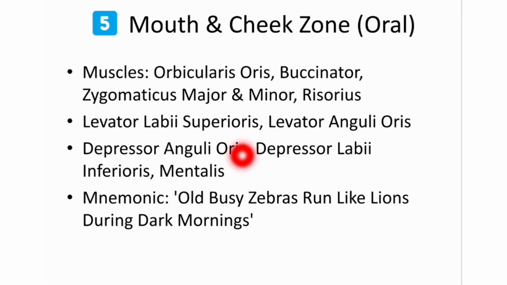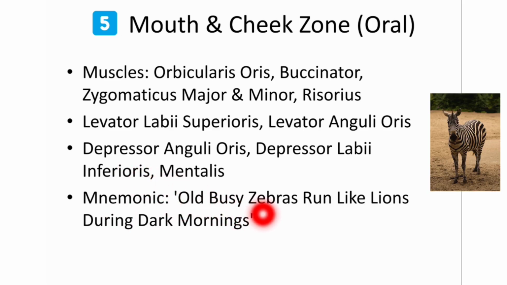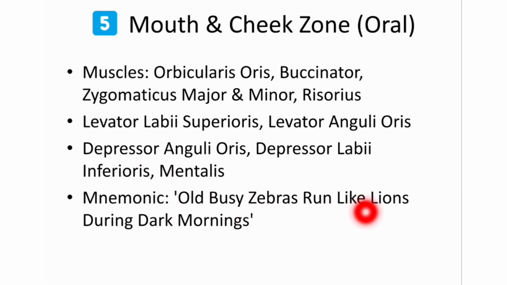The fifth one is the mouth and the cheek zone, also known as the oral zone. Muscles are orbicularis oris, buccinator, zygomaticus major and minor, risorius, levator labii superioris, levator anguli oris, depressor anguli oris, depressor labii inferioris, and mentalis. Mnemonic to remember: old, busy zebras run like lions during dark mornings.